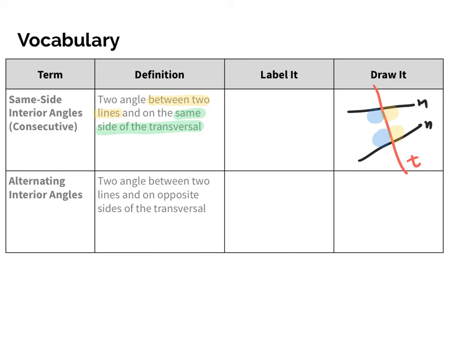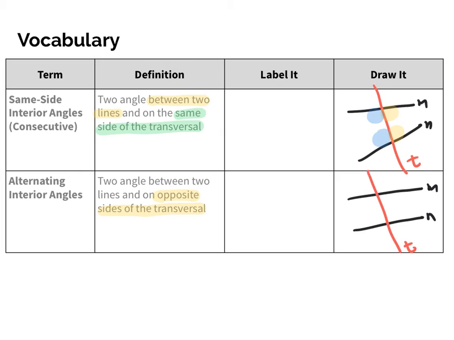Now, opposite to same side interior angles are alternate interior angles. So again, if I were to draw my two lines, line M and line N, and then I draw my transversal T, alternate interior angles means that they're not on the same side, but they're on opposite sides of the transversal. So again, I'm going to have four interior angles. I'm going to have the two that are at the intersection of my transversal and M, and the two here that are at line N. Now, same side interior means that they were on the same side of the transversal.